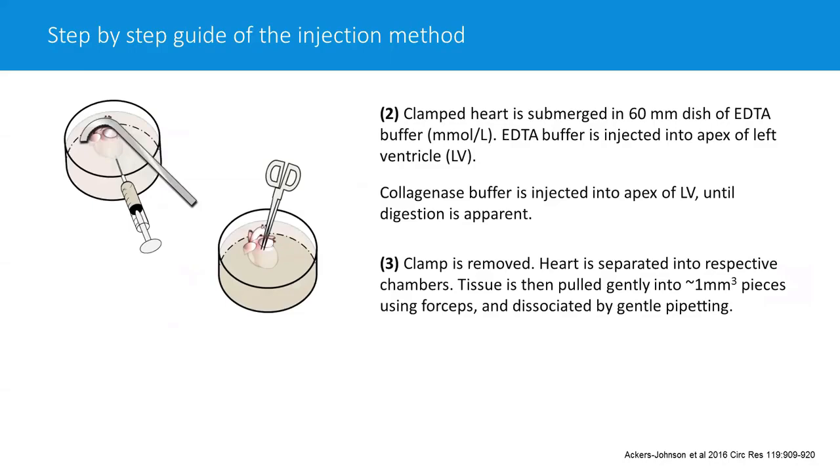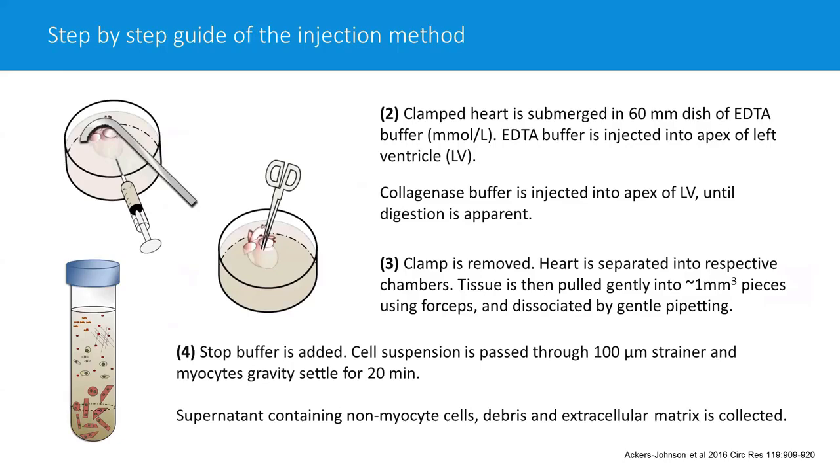Once the heart is fully digested, the clamp is removed, the heart is separated into respective chambers, and then tissue is pulled gently into small pieces using forceps and dissociated by gentle pipetting. So really from this point on, the trituration process, so dissociation of tissue, is exactly the same as you would do in a Langendorff isolation. And the last step is to add the stop buffer. Now, all these buffers, by the way, the actual recipes for the buffers you can find in the paper. It's quite a descriptive paper. There's a lot of detail there.